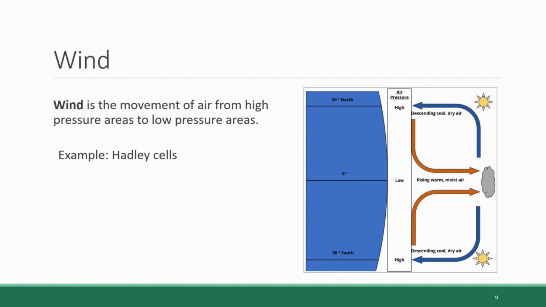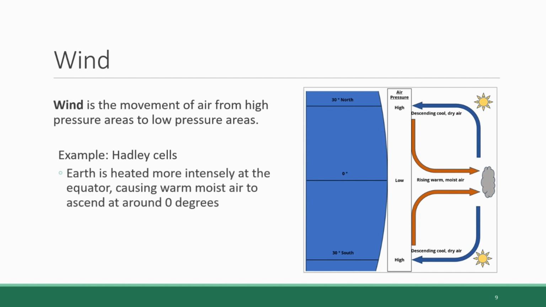Hadley cells are the result of the fact that the Earth is heated more intensely at the equator, which causes the warm, moist air that has high humidity to ascend high in the troposphere at those equatorial regions around 0 degrees latitude. And the water vapor in that ascending air contributes to precipitation, which makes these regions around the equator very wet. But then at the top of the troposphere, the air cools and it's now very dry because it's lost all its water vapor through precipitation. And then it travels and descends back down at approximately 30 degrees north and south of the equator.